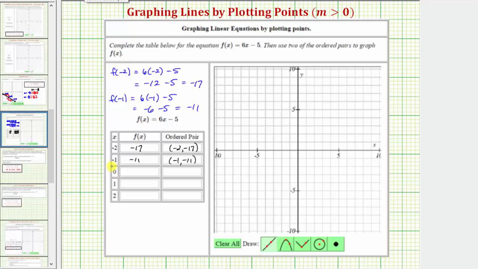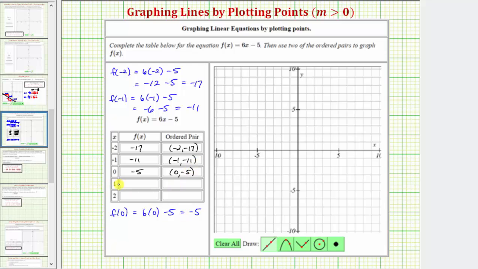The next x value or input is 0, so the output is f(0). f(0) equals 6 times 0 minus 5, which equals -5. So when x equals 0, f(x) equals -5. The ordered pair is (0, -5).